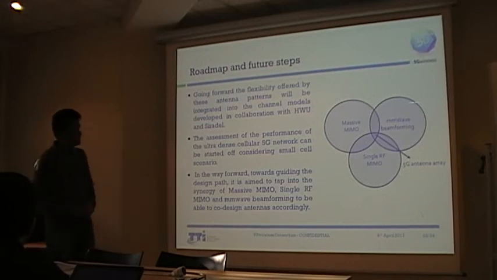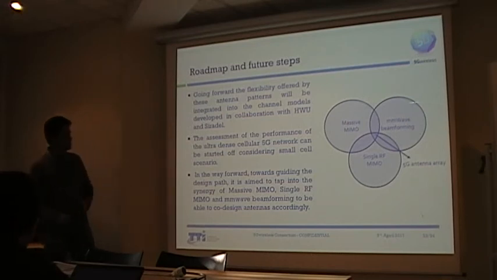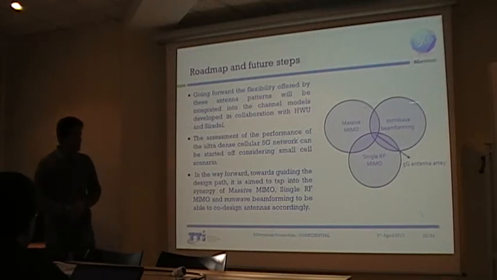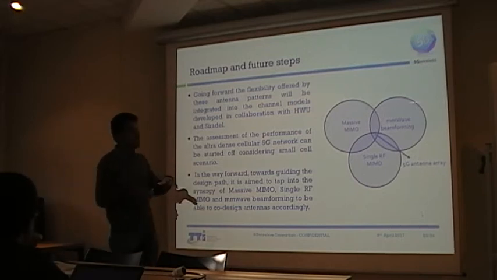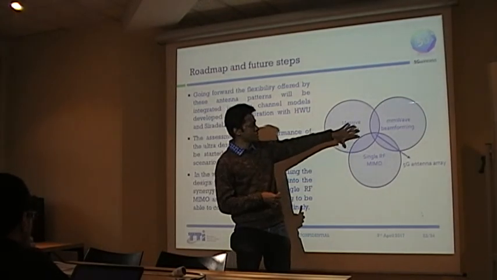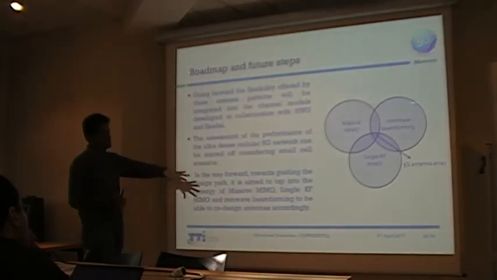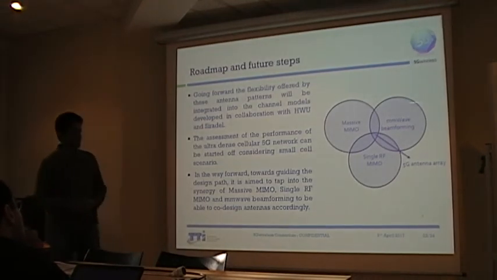My roadmap going further: I'm currently working to integrate my antenna patterns into the channel models of Heriot-Watt and Ceradel, and then the assessment of the performance of the ultra dense cellular network can be started off considering a small cell scenario. And in the way forward, from my perspective, we can have an antenna which combines all the things that are required by massive MIMO, millimeter wave, and single RF, and generate in the convergence an array which gives us a 5G antenna array.